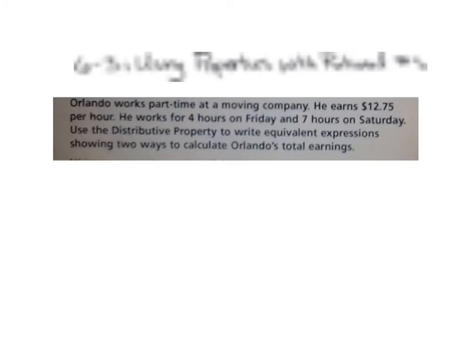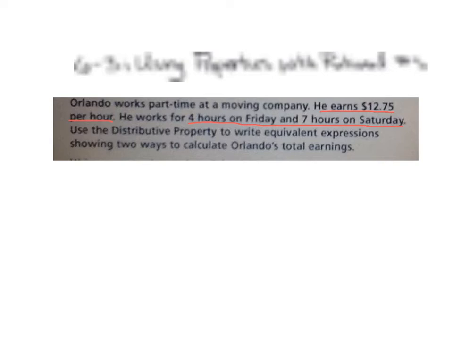So the first problem says, Orlando works part-time at a moving company. He earns $12.75 per hour. He works 4 hours on Friday and 7 hours on Saturday. Use the distributive property to write equivalent expressions showing 2 ways to calculate Orlando's total earnings. So, like I said, it's important to write out the important stuff. So he earns $12.75 per hour, 4 hours on Friday, 7 hours on Saturday. You should probably write that information down.